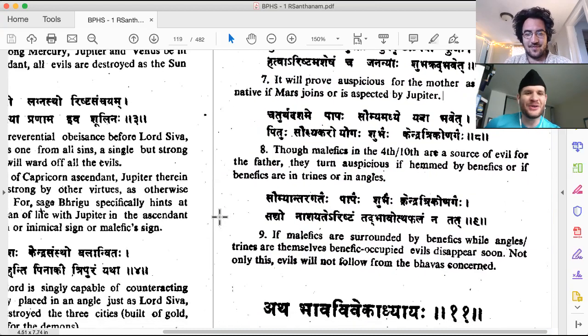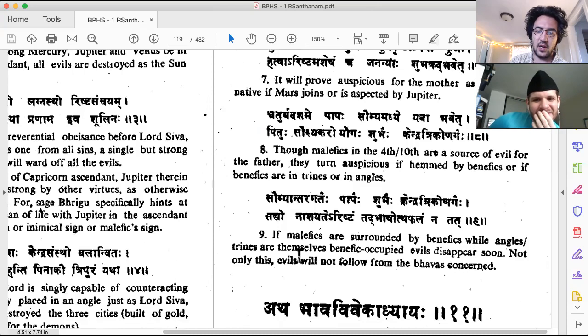Though malefics in the 4th and 10th are a source of evil for the father, they turn auspicious if hemmed by benefics, or if benefics are in trines or in angles. And I'm just going to also jump to 9 too. If malefics are surrounded by benefics, while angles and trines are themselves benefic occupied, evils disappear soon. Not only this, evils will not follow from the Bhava's concern.